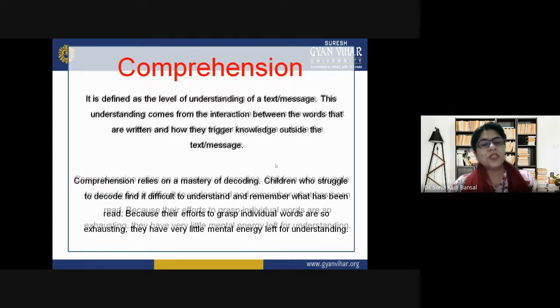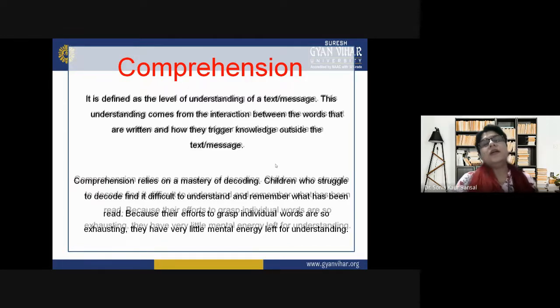Because actually the problem arises when students face a problem in decoding something. Students are not able to decode the symbols and they are not able to understand a particular word, and if they are not understanding, how can they comprehend what has been read? Despite many efforts, individuals are exhausted in getting the proper meaning and have very little mental energy left for understanding. That's why, when you are not able to decode what has been written, or you are not able to read it, you cannot comprehend.